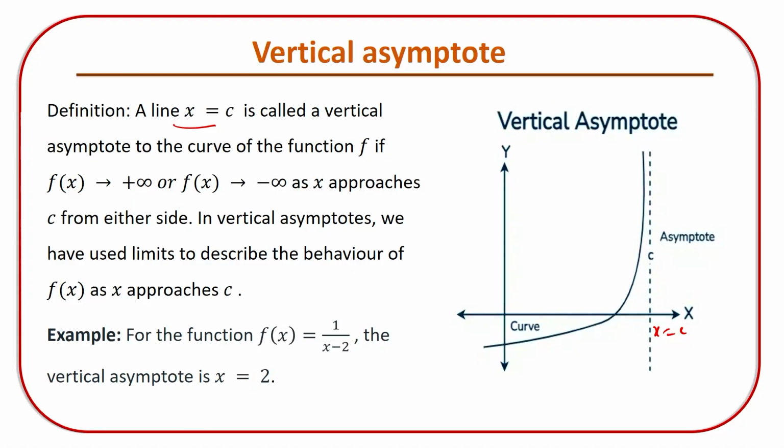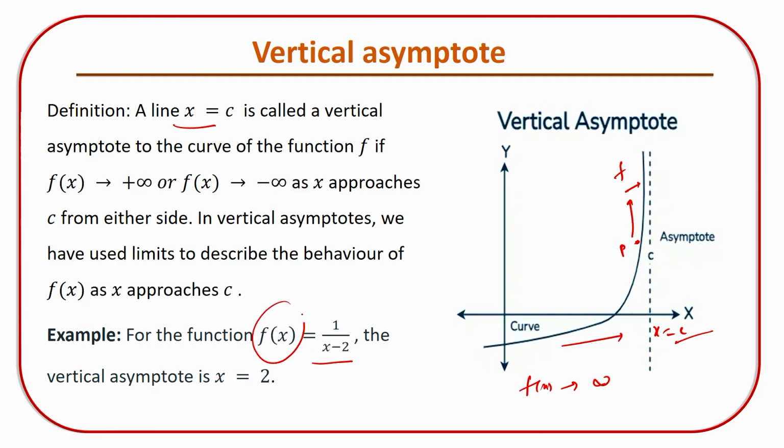So, a line x = c, see here, is called a vertical asymptote to the curve of a function f if f(x) tends to infinity or minus infinity as x approaches c from either side, this side or that side, right? In vertical asymptotes, we use limits to describe the behavior of a function as x approaches c. So, for a function f(x) = 1/(x - 2), what is the vertical asymptote?